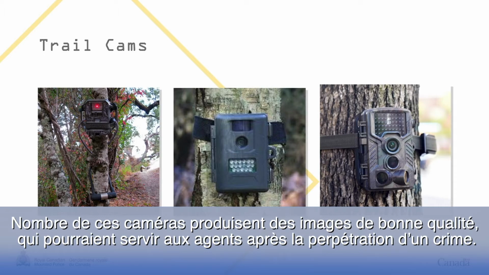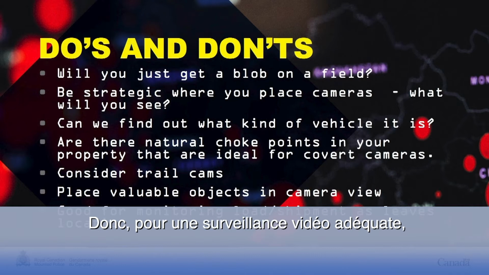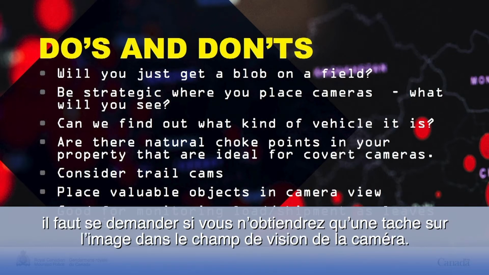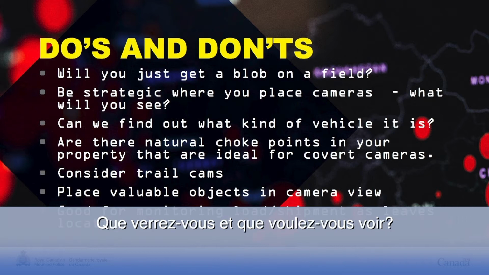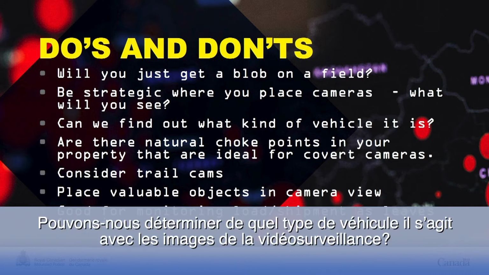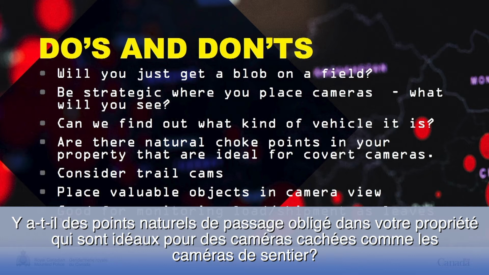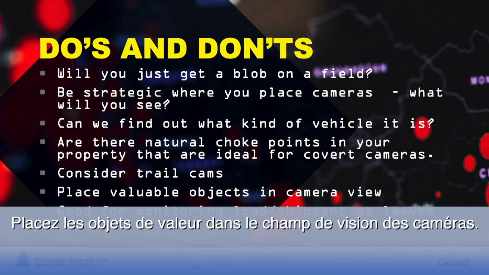So some of the do's and don'ts for proper video surveillance is to ask yourself, will you just get a blob on a field within the camera sight? Be strategic where you place cameras. What will you see and what are you wanting to see? Can we find out what kind of vehicle it is through the video surveillance? Are there natural choke points in your property that are ideal for covert cameras, such as trail cams? Place valuable objects in camera view.